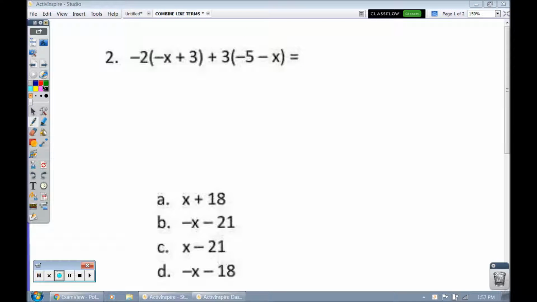Here we go, question 2. Now we have 2 sets of parentheses. That's okay. We're just going to start with the one on the left, get rid of it, and then do the one on the right. So here we go. If there's not a number in front of x, we put the little invisible 1, so that tells me it's a negative 1x.